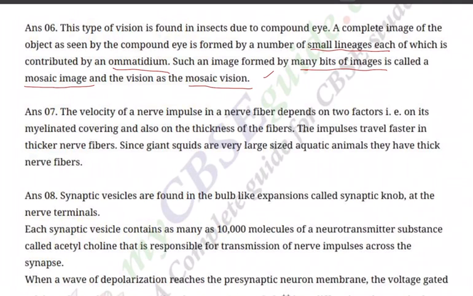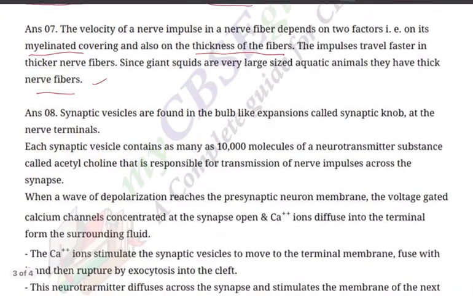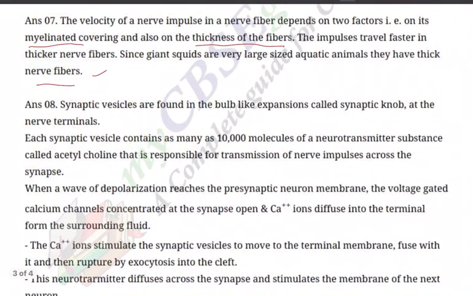Question number 7. The velocity of a nerve impulse in a nerve fiber depends on two factors. One, on its myelin covering, just now I said myelin sheath, and also on the thickness of the fibers. The impulses travel faster in thick nerve fibers. Since giant squids are very large aquatic animals, they have thick nerve fibers. So impulses will be very fast.